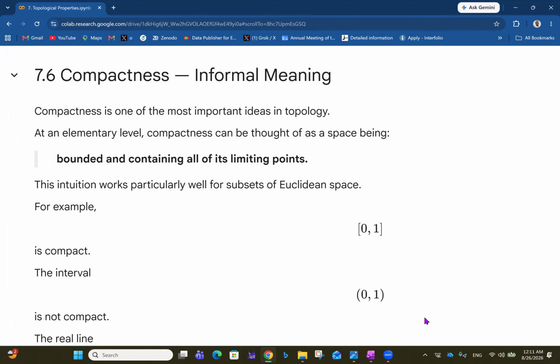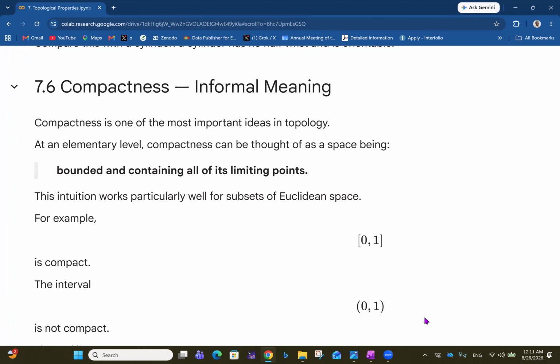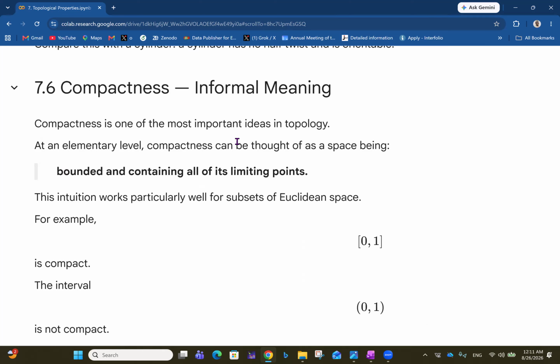So talking about compactness, let's take a look at the informal meaning of compactness here. Compactness is one of the most important ideas in topology. At an elementary level, compactness can be thought of as a space being bounded and containing all of its limiting points. The intuition works particularly well for subsets of Euclidean space. For example, the closed interval [0, 1] is compact, whereas the open interval (0, 1) is not compact because 0 and 1 are not parts of the space.